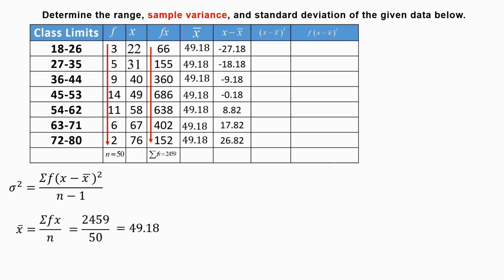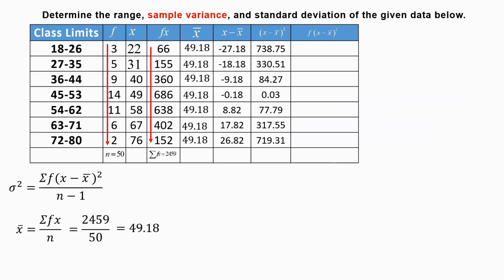Okay, so because we already have the value for x minus mean, let us take the square of x minus mean. So negative 27.18 multiplied by negative 27.18, that is equal to 738.75. Okay, you will do the same thing. Take the square of negative 18.18, that is equal to 330.51. And on the third row, you will do the same thing. That is negative 9.18 multiplied by negative 9.18. So that is equal to 84.27. And you will do the same thing until you meet the bottom part.